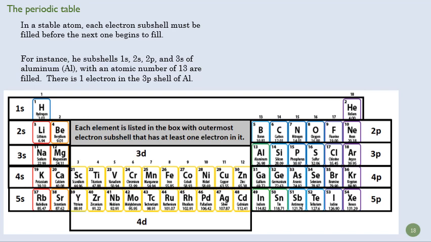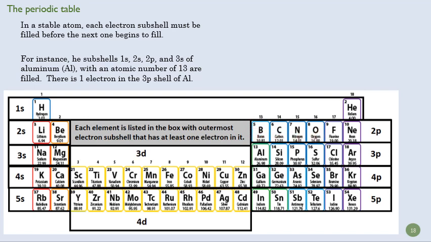But let's look at aluminum. Aluminum has an atomic number of 13. So at a stable state, it's got 13 electrons. The first 2 go in the 1s shell. Okay. The next 2 go in the 2s shell, which is these here. The next 6 go in the 2p shell, which is here.